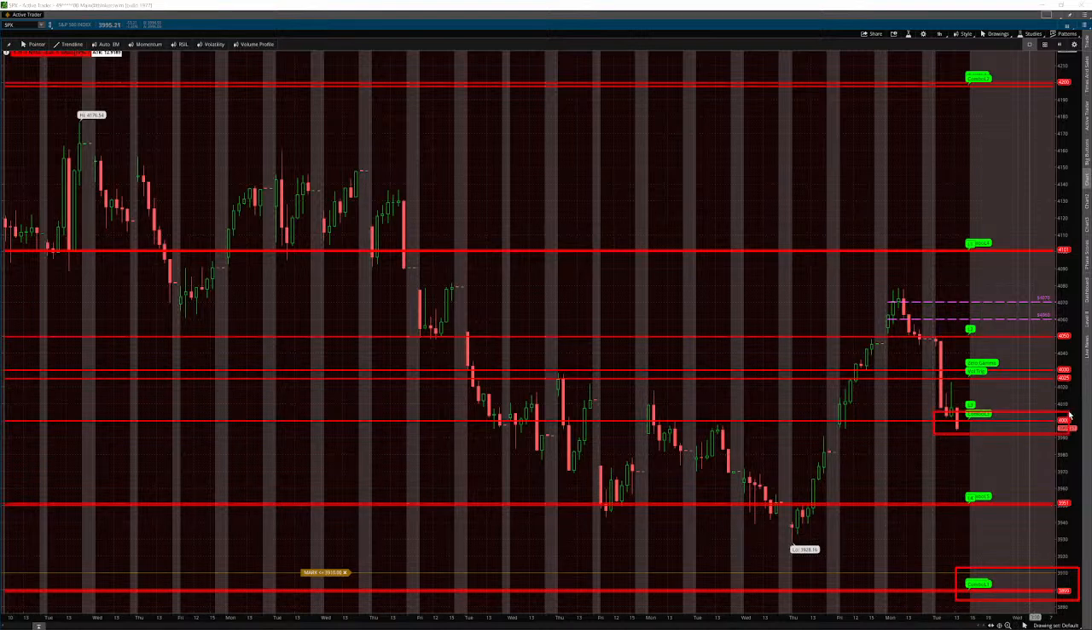And here is 4,000. That's the key gamma strike. And then the call wall way up here at 4,200.